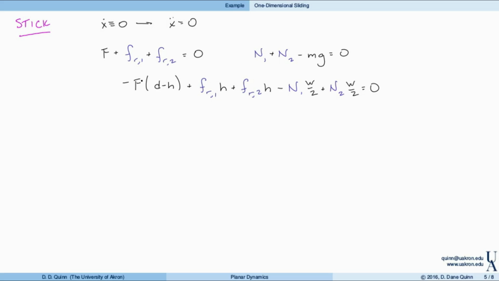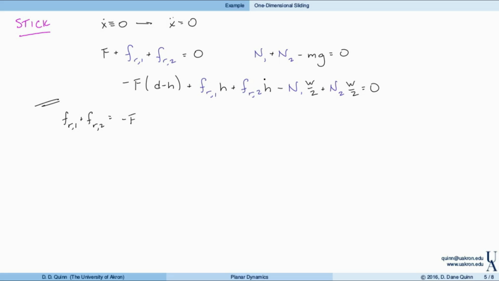So in looking at that, we see that Fr1 plus Fr2 equals minus F. So this is the net frictional force, and it has to balance out the applied load. Again, there's no motion, right? So the forces have to balance. And really what we're saying here is that the total friction force balances out the applied load, which really totally makes sense.